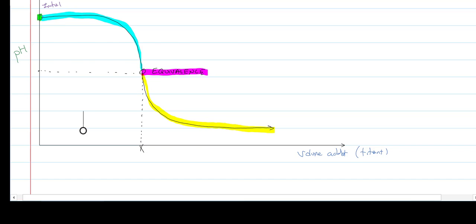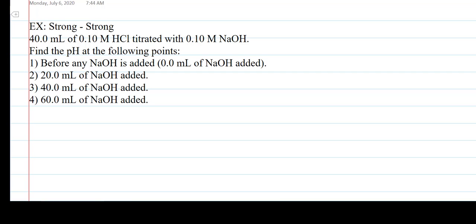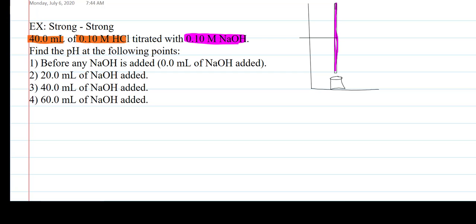Now let's do some examples. Let's do a strong titration. Now in this strong titration, I have a couple things. Let's draw the ring stand. Draw the burette clamp here. Perfect. Draw my burette. And we'll draw a flask. We have 40 milliliters, 0.1 molar HCl titrated with 0.1 molar sodium hydroxide. So my sodium hydroxide is going to be up here in the burette, and my acid will be down here.